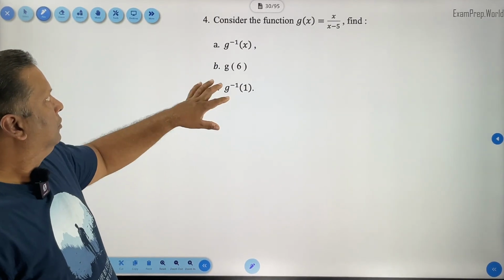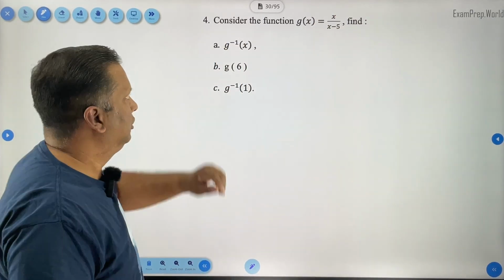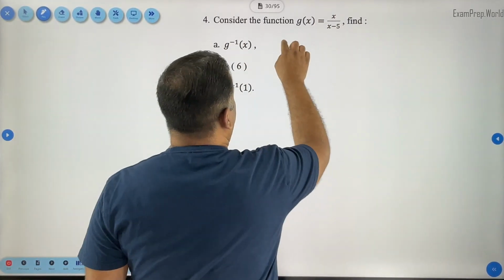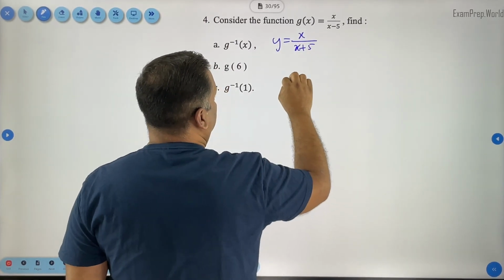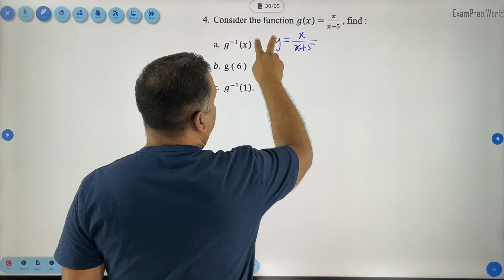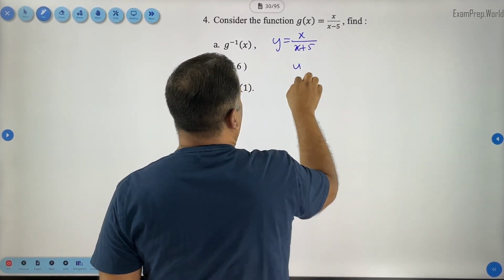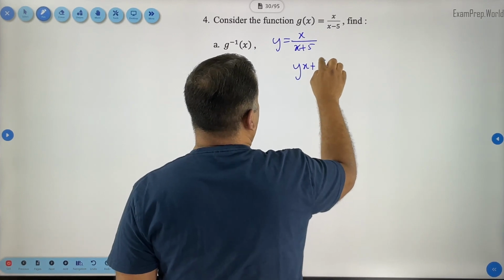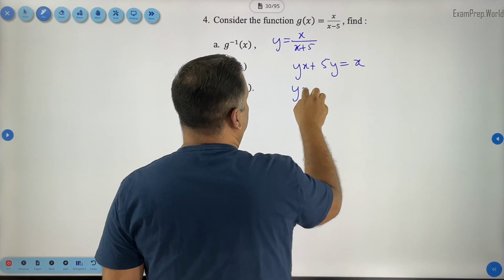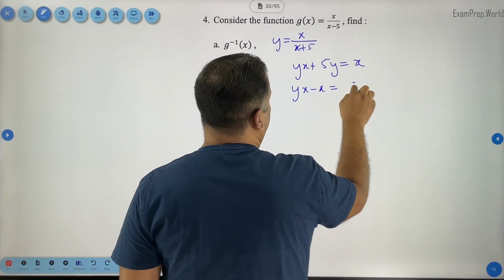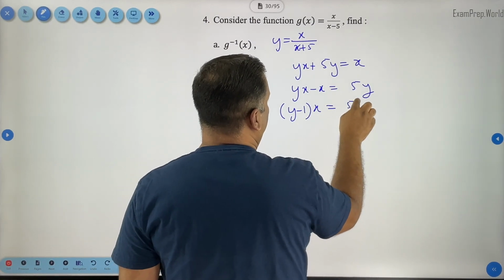Now one more question. We have been given g of x and they are asking us g inverse. So first thing, straight away write y equals x by x plus 5, right? Then multiply this one here. It will become yx plus 5y equals x. Get 5y that side. yx minus x equals 5y. So it is (y minus 1) x equals 5y.